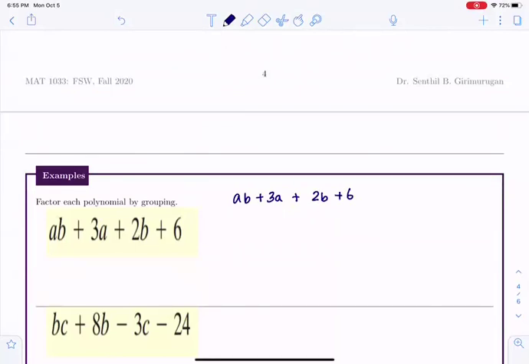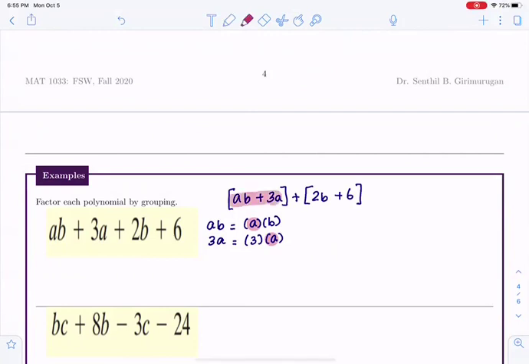So I'll put a bracket here, bracket there. I could write AB as A times B. I could write 3A as 3 times A. That's the best I can do. So what is common among these two terms? A is common. So for that expression, the GCF is A.